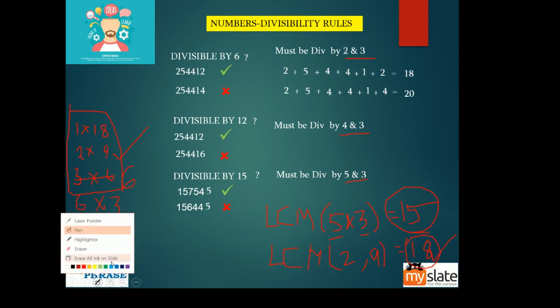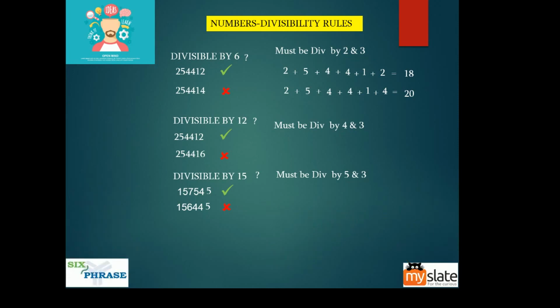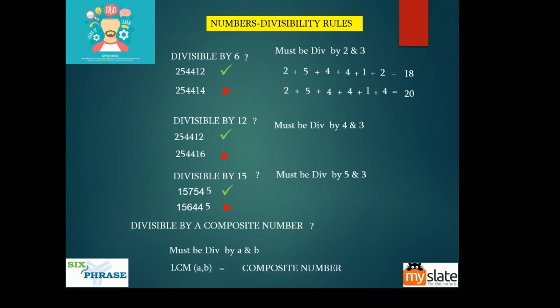If you don't understand something, rewind the video and repeat it. It is not possible for you to understand everything in the first go, so make sure you rewind it and repeat it. So divisible by a composite number, that is what I was talking about. When it comes to a composite number, it must be divisible by a and b, where the LCM of a comma b is equal to the composite number.